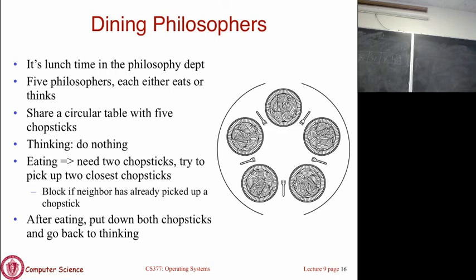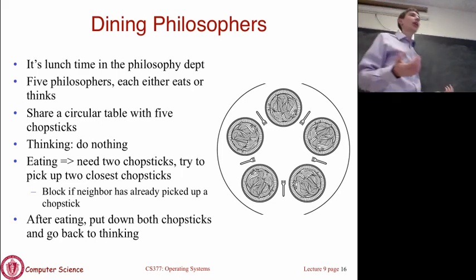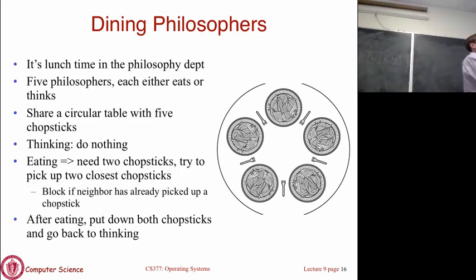And, of course, if your neighbor has already picked up one of those chopsticks, because remember, each chopstick is shared between two philosophers. So if you try to pick up a chopstick that's already taken by one of your neighbors, you essentially can't do that. So you're going to block. And you're not allowed to reach across the table to grab some other chopstick. You just have to use the one to your left and your right.